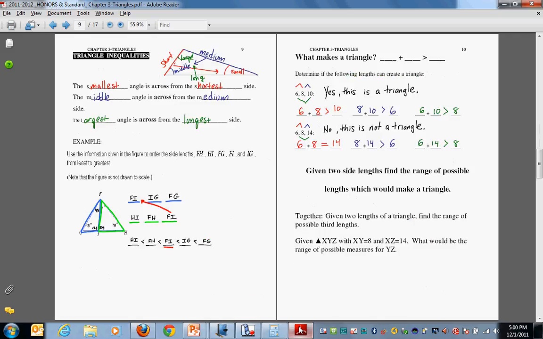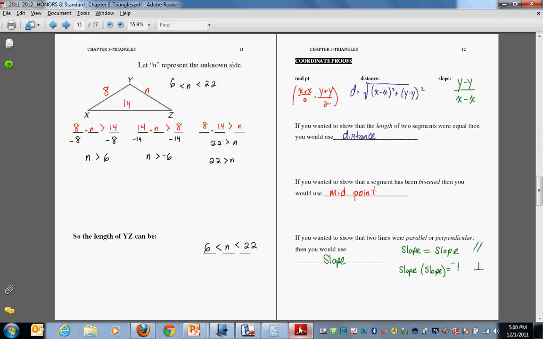Triangle inequalities, how to test for a triangle, how to do coordinate proofs.